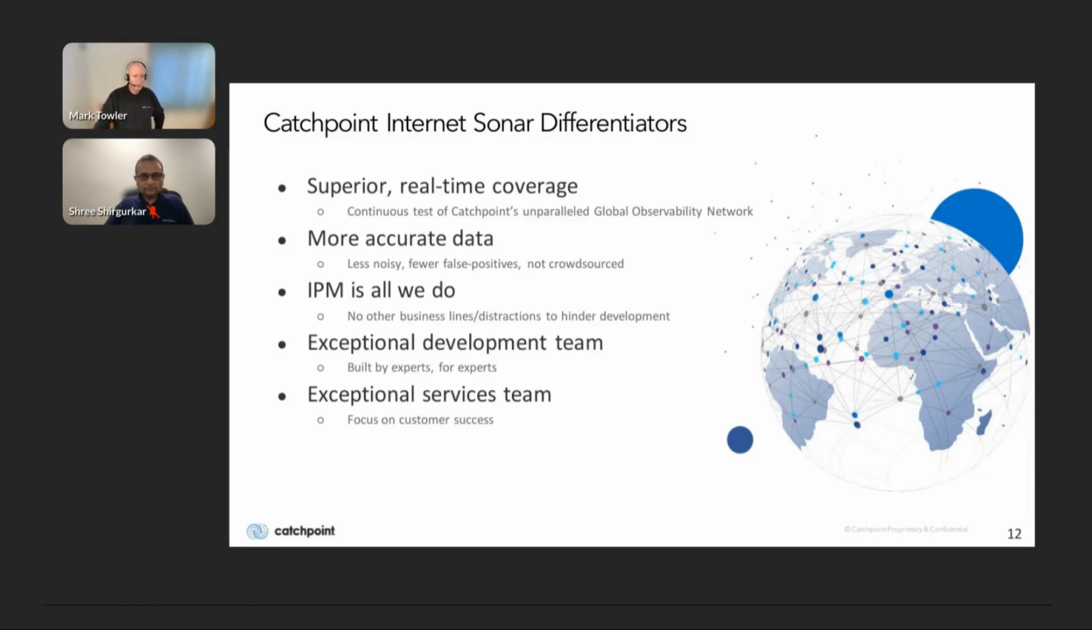And that's important because this is all we do. We are an internet performance monitoring company, and that is our sole raison d'etre. We are not a small, underfunded division of a giant conglomerate that wants to sell you switchgear. We don't have other business lines or corporate masters providing distractions, telling us what to do, or changing our development options. We are focused solely on tools like Internet Sonar and the Catchpoint platform, and that makes our development team exceptional. That's all they focus on.